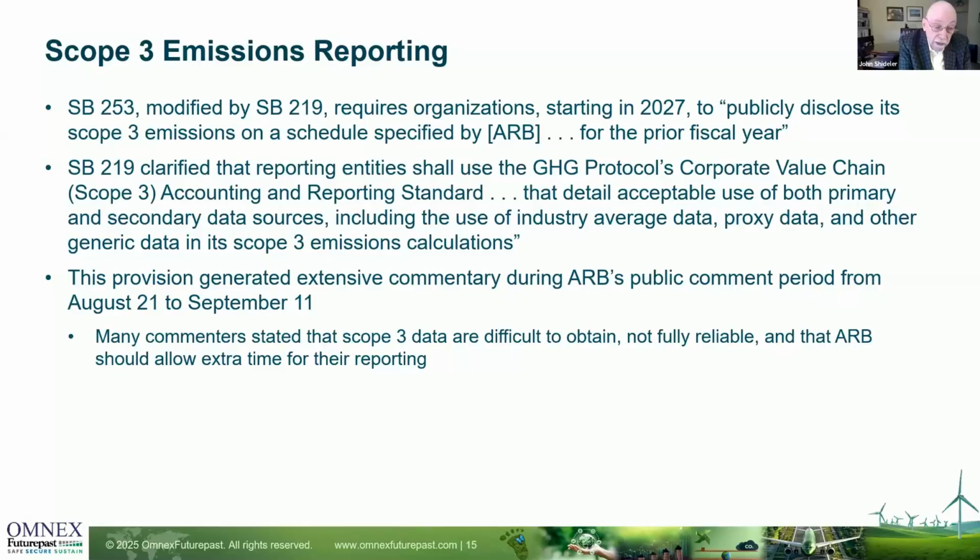In Senate Bill 2219, the legislature required that detail acceptable for use could include some industry average data, some proxy data, and other generic data. And this is probably in line with the 3 reporting methods that the Greenhouse Gas Protocol has, which is you can ask your supplier what their emissions are, you can consult a database like an LCA database, or you can alternatively use spend data, how much you spent, and get that information from a data provider.